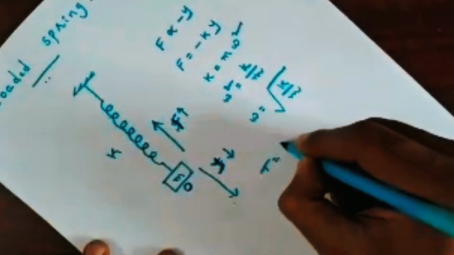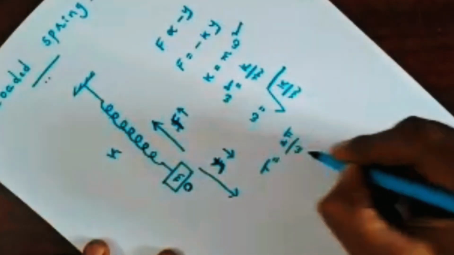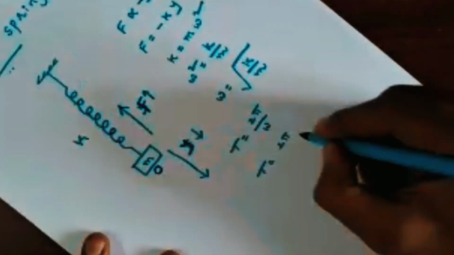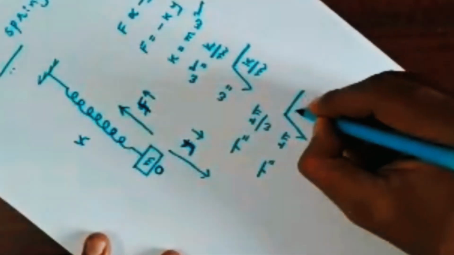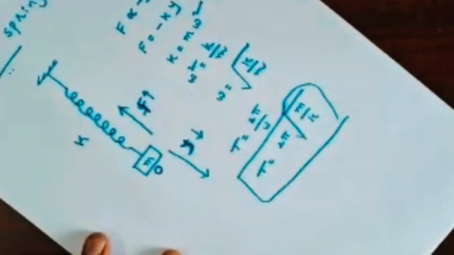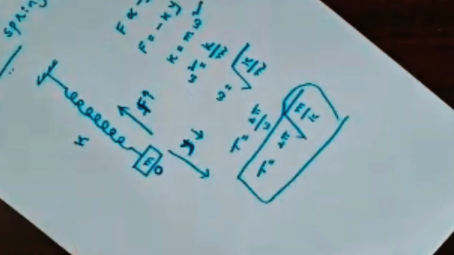Now T is equal to 2 pi by omega, which is nothing but 2 pi root over m by k. This is the time period of the loaded spring. T is equal to 2 pi root over m by k.